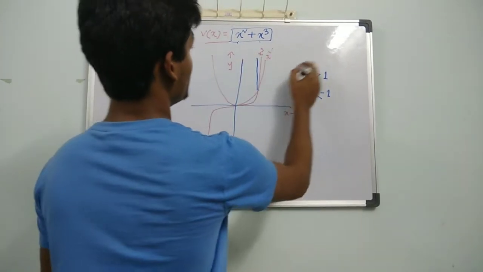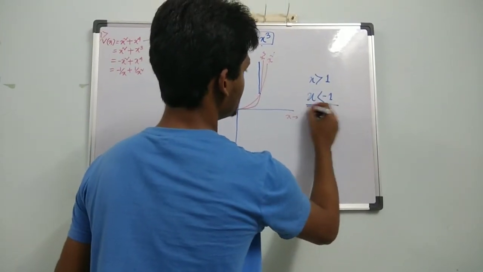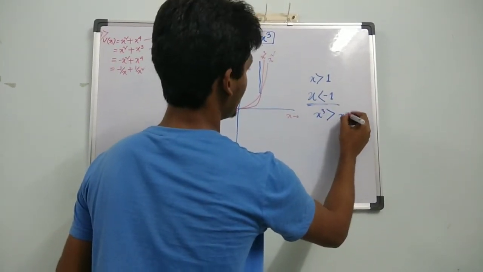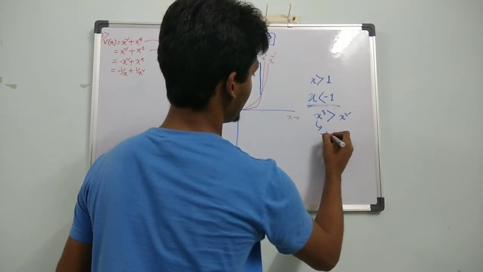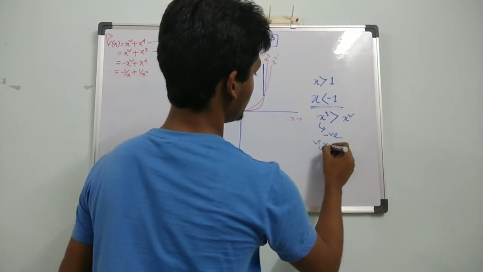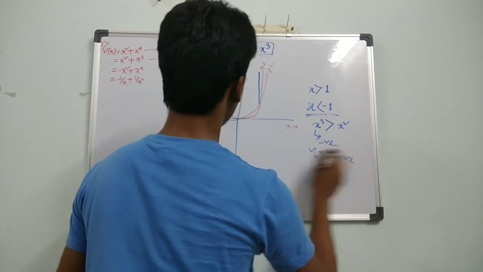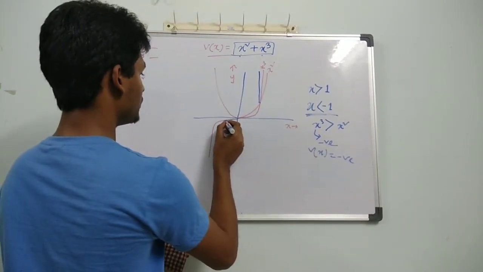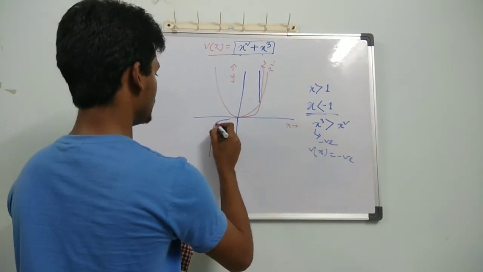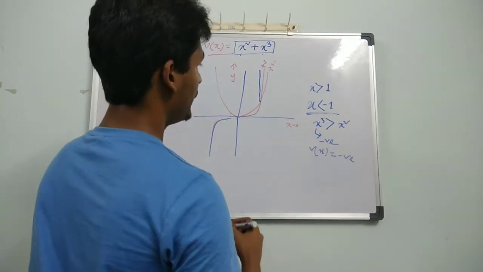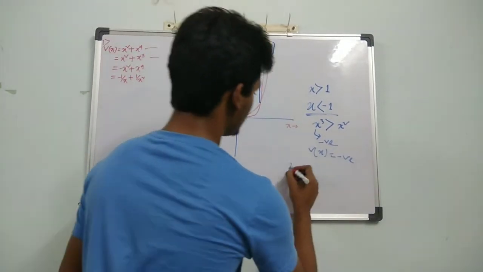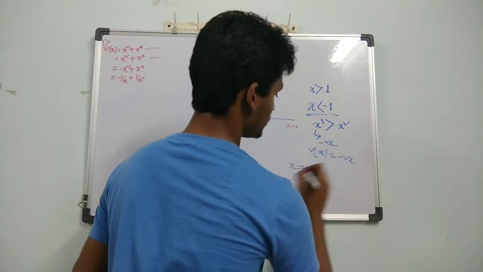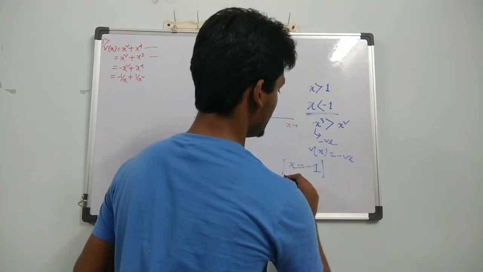And if x is less than minus 1, the function, there is no part like this, but in this region x cube is greater than x square and x cube is giving you negative. That means the Vx will come to negative. So the Vx will be like this. And what will happen at x equals minus 1? This point is very interesting.